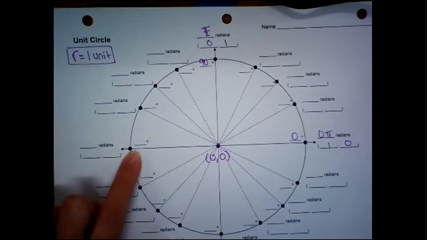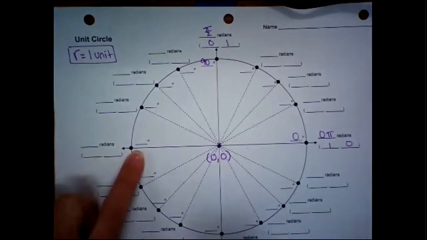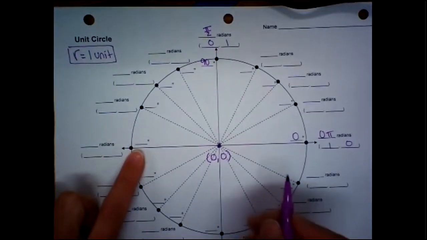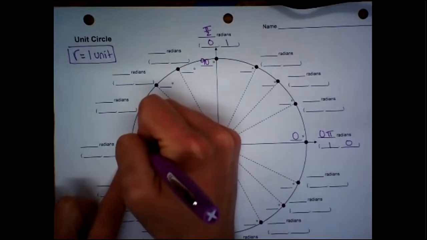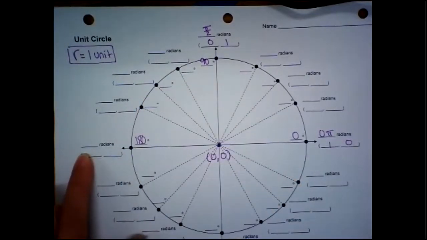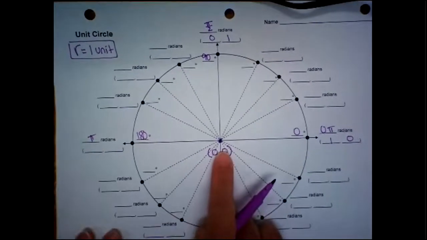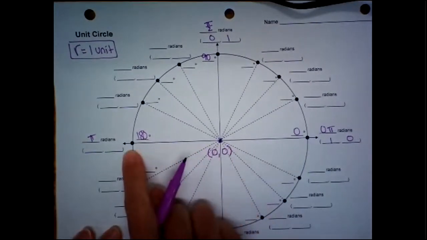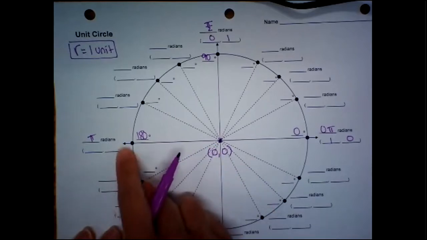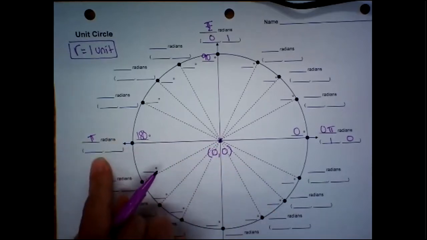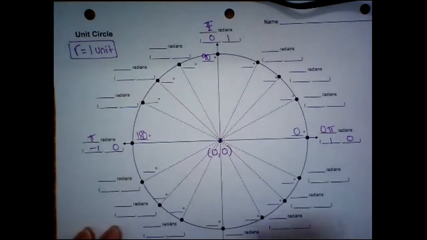Now we're over here. How many degrees is this? 180. What is that in radians? Pi. And again, if this is the origin and the radius of the circle is 1, we went left 1. So what is that coordinate point? -1, 0. Perfect.